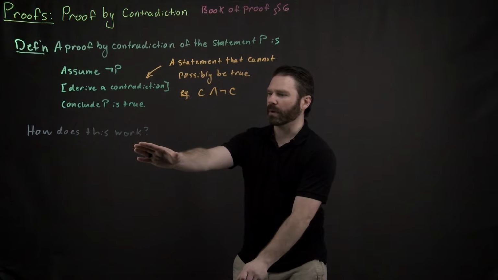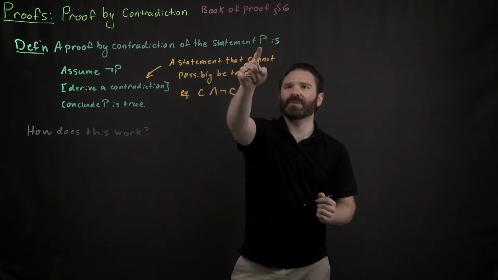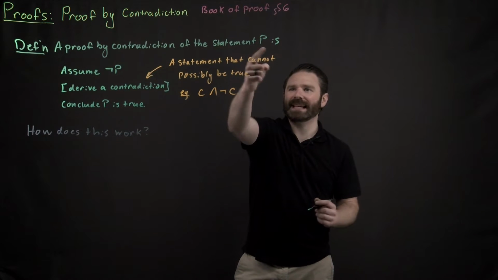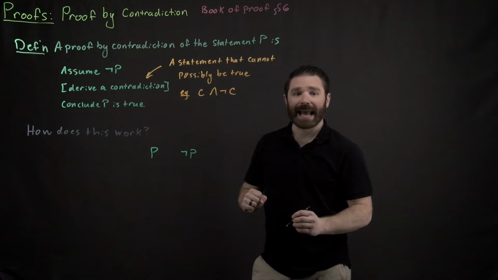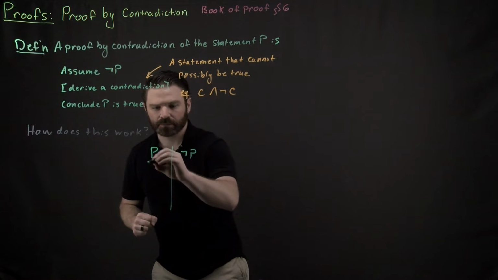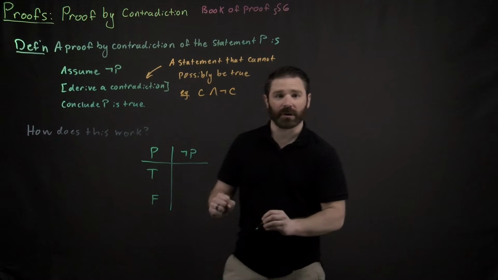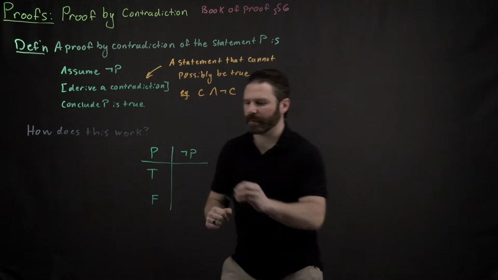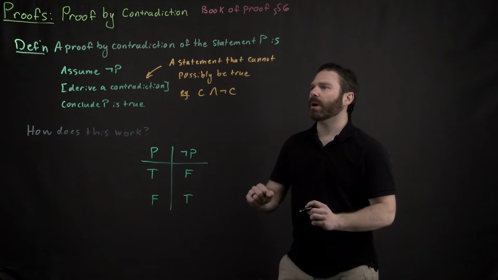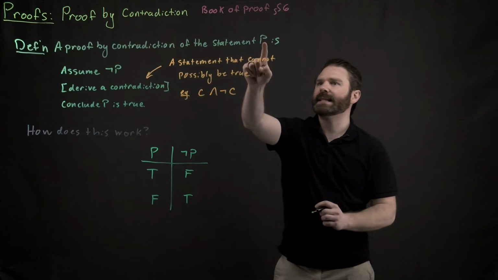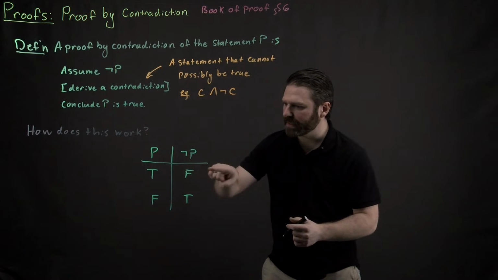Well, again, to show how it works, we can go back and look at a truth table. Thankfully, this truth table is going to be very small because we only have a single variable P. And let's consider P and not P. So P can only take on values of true or false. And then not P, all I have to do is flip these, false and true. And remember, we're trying to prove that this statement P is true. So what we want to show is that we're in this first row.